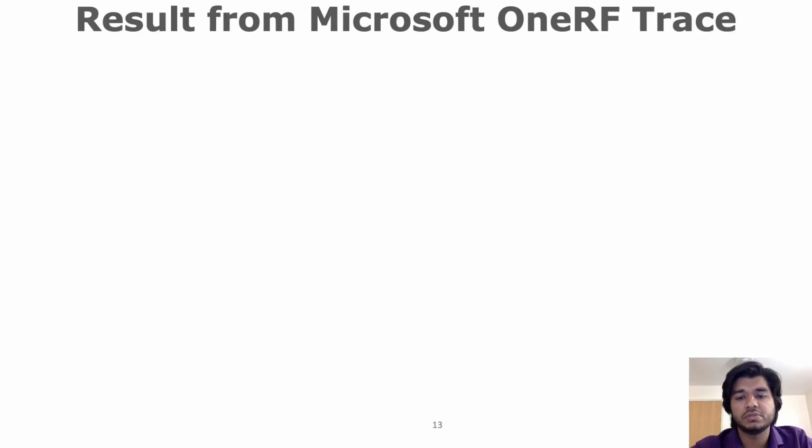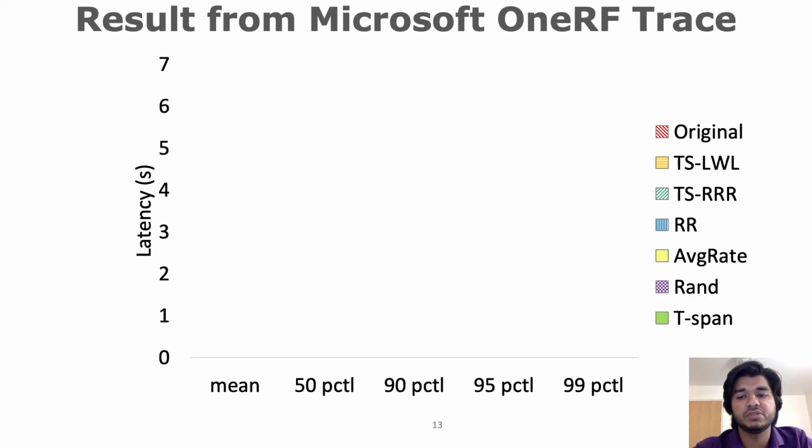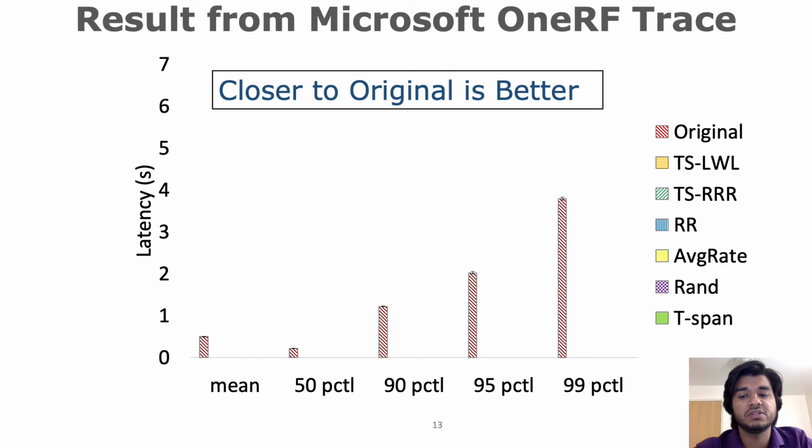For our experiments, we use multiple synthetic and real-world traces, one of which is the Microsoft OneRF trace. OneRF is a common web rendering framework that services web requests to Microsoft's storefront properties such as Xbox.com, etc. The trace used in our experiments tracks the high-level web requests from users that arrive at OneRF. We compared the latency-based performance of the original trace with traces generated using multiple downscaling approaches. Here we have a bar chart of different percentiles of latency, where the x-axis has the percentiles and the y-axis has the value. In this graph, the closer the latency of a downscale trace to the original, the better it is in preserving the characteristics of the original trace.